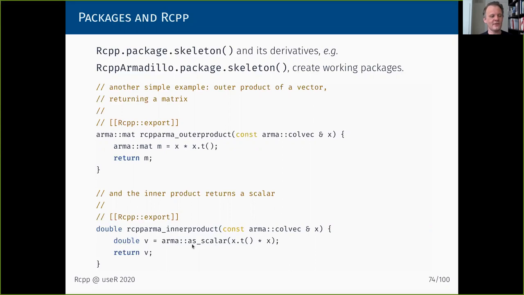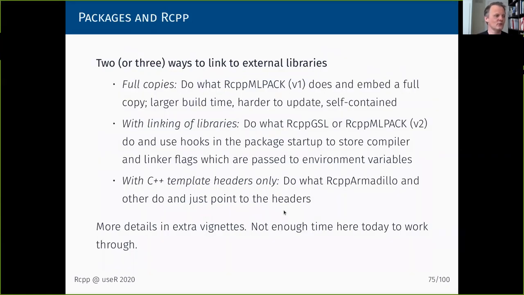And an Armadillo convention: if you want to assign the result of a vector or matrix operation to a C++ plain old data type, an atomic scalar, you have to explicitly convert with as_scalar to be explicit. And in the generated file, if you go to File, New Project, package, there's a third one that then returns a list with both the inner and outer product. So that's something really nice to work with if you like or want to get used to Armadillo.